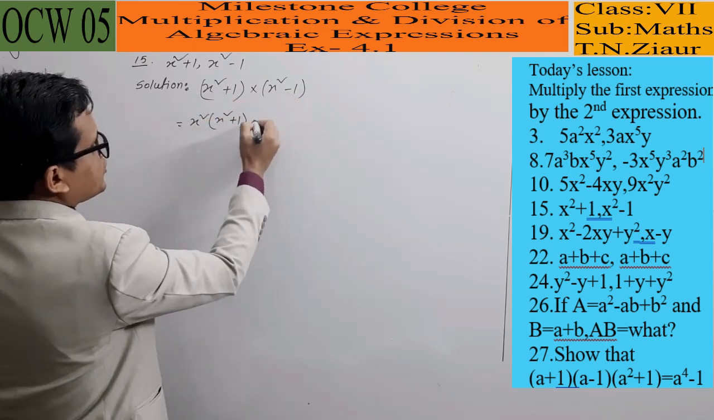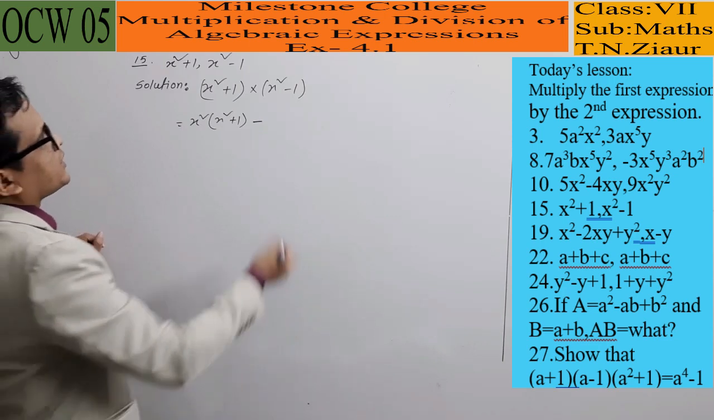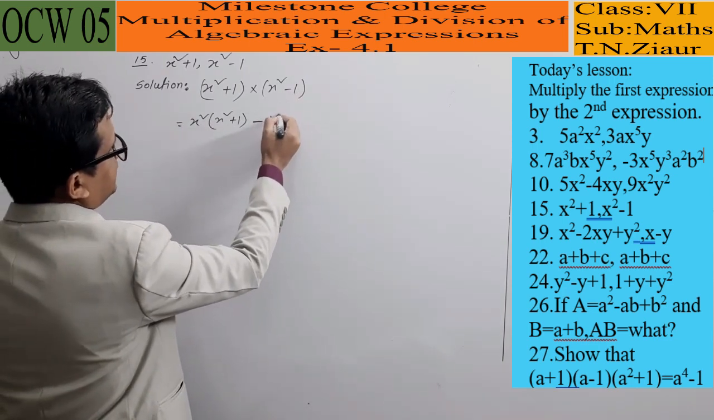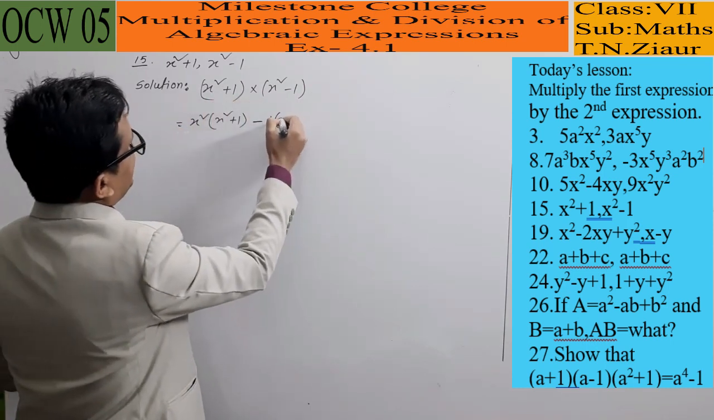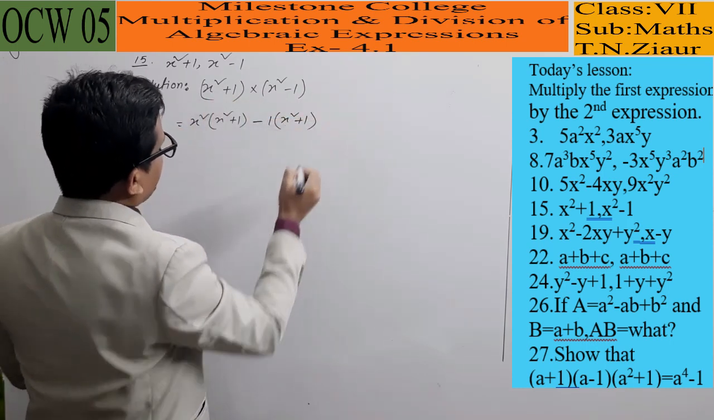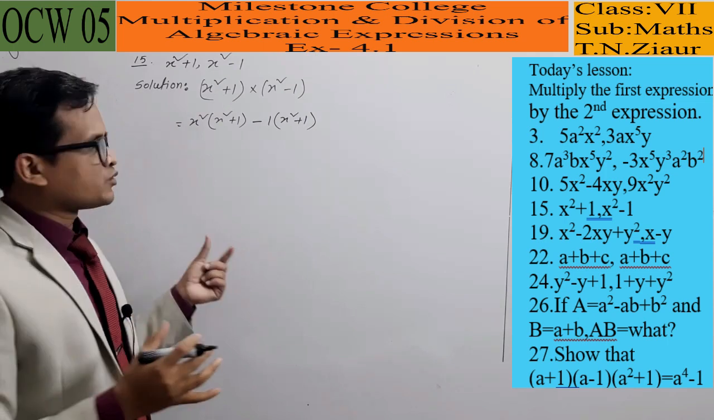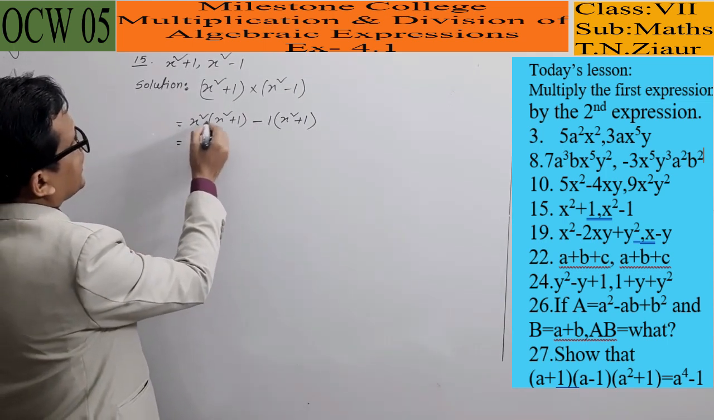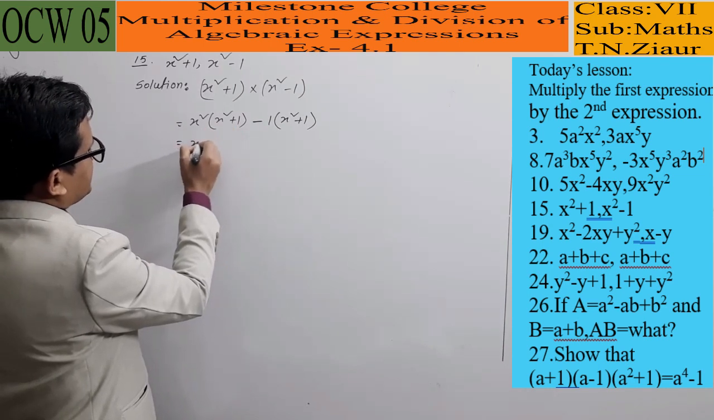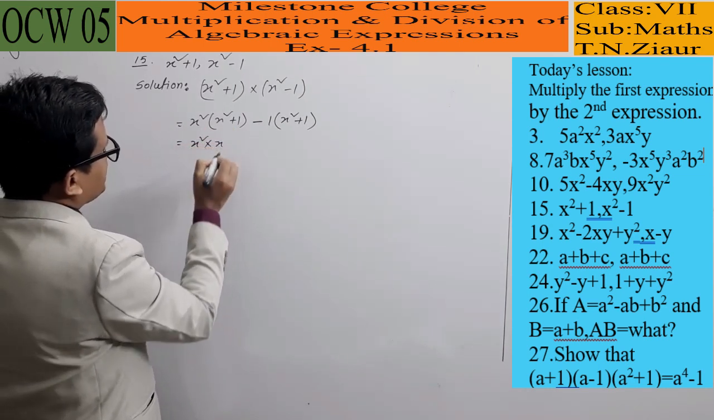Okay, there is minus, so we have to write minus. Then again we have to write the multiplier, and then the multiplicand. So x square plus 1. Now we have to multiply this by using distributive law. So what will it be? x square into x square, okay, x square into x square.